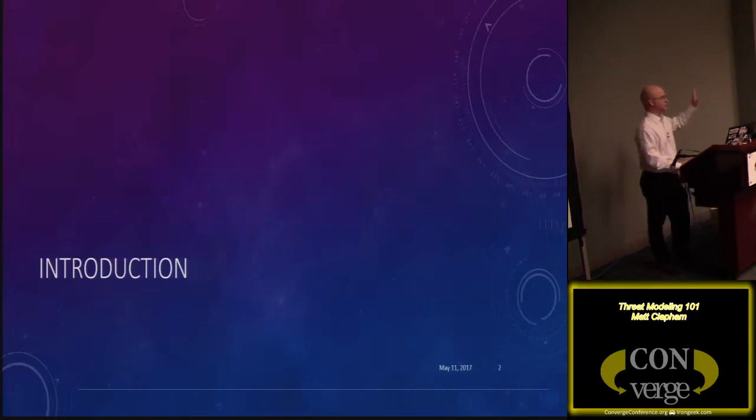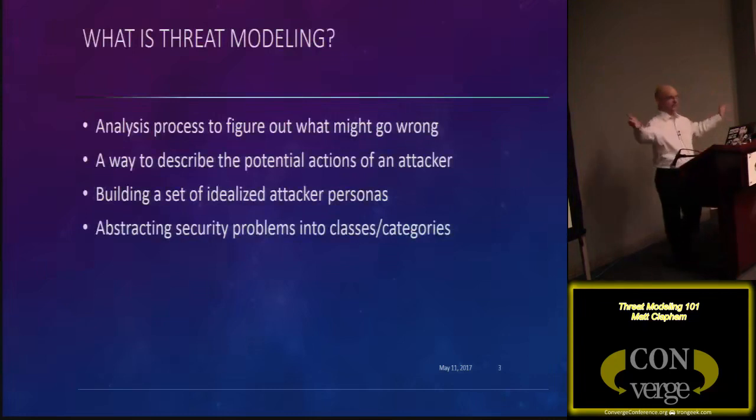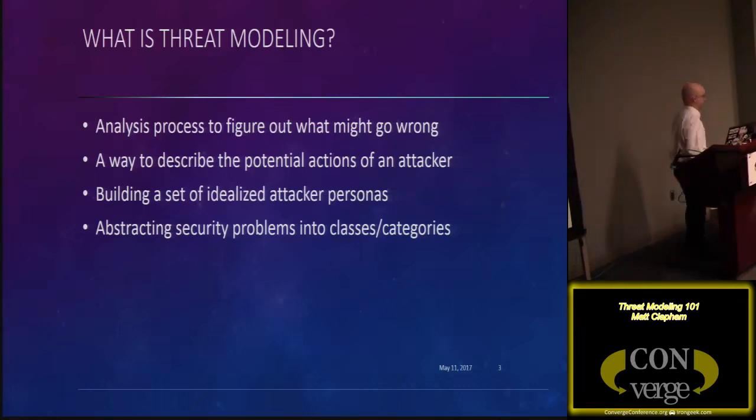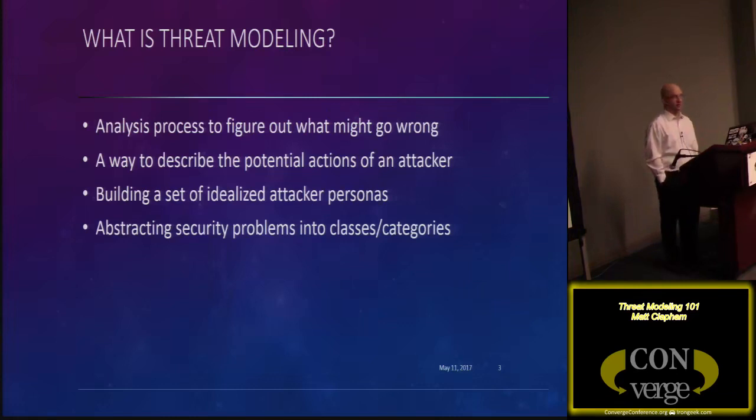So how many of you have heard of threat modeling? Okay, great. Most of you have. Excellent. What is threat modeling? Well, it's a variety of different things, right? It could be an analysis process. It lets you describe potential things a bad actor would do. It's a way of building a set of responses for certain personas that an attacker persona might do, right? It lets you abstract your security problems down into classes, categories, data flow objects, common things that are the same across all instances of a given object type. It lets you figure out what the issues for, say, a process are and be able to map them all together.